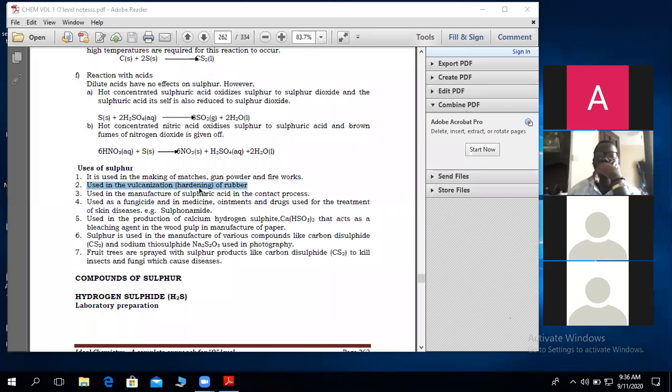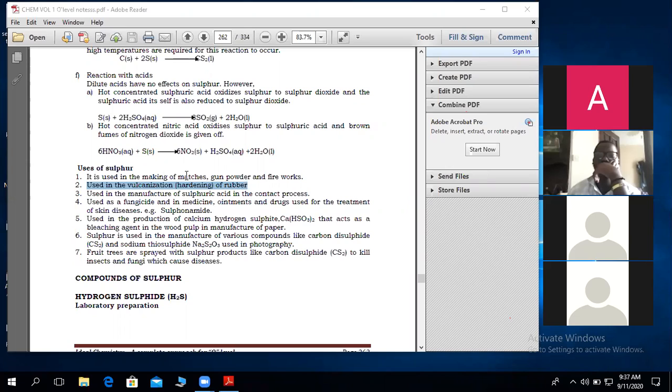And that rubber, when heated with sulfur, becomes very hard. It is this one that is used to make car tires, to make soles for shoes, because it is very hard. And how do we make it hard, that rubber? By heating it with sulfur. So vulcanization is the process of heating sulfur with rubber. And that rubber becomes very hard. So one use of sulfur is in vulcanization of rubber or making rubber hard. And you can only achieve that by heating it with sulfur.